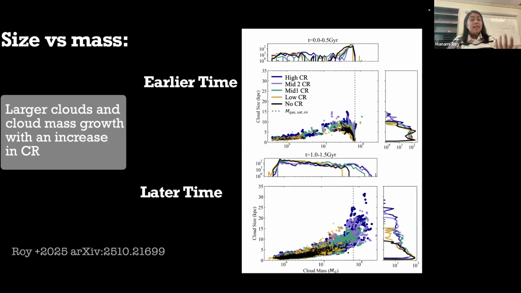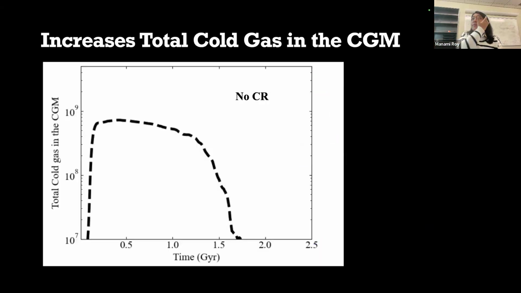And of course, this effect is systematic, and we tested it with even mid cosmic ray and low cosmic ray. So you can see the effect is kind of systematic. Increasing amount of cosmic ray is causing increasing amount of larger clouds and increased mass growth of the cloud. Now, we know the cloud is bigger and survives longer, and they're not getting fragmented, and they are actually growing in mass. But what are the implications in the CGM?